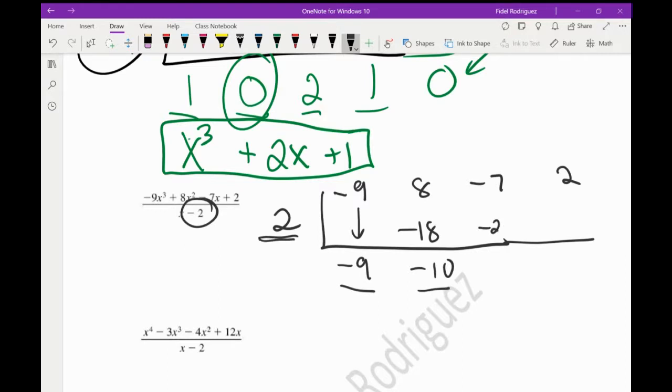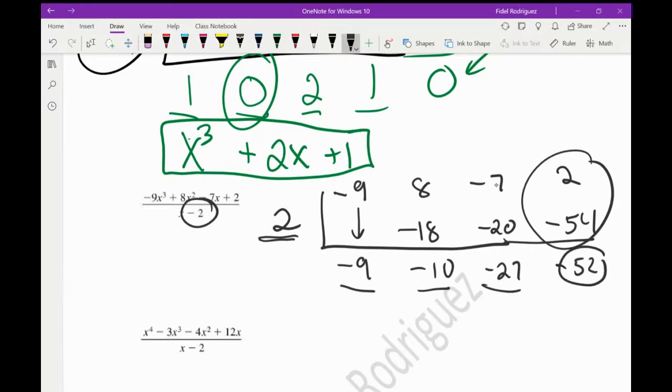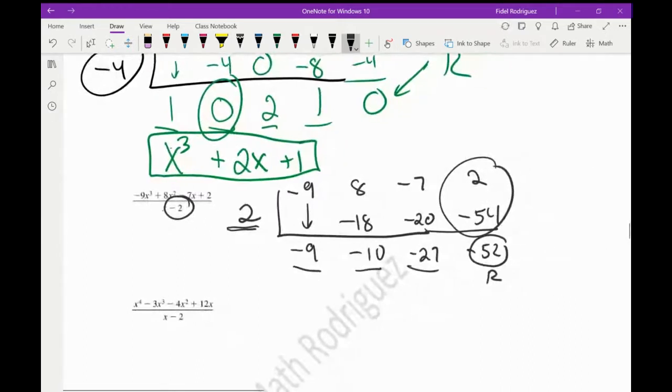2 times -10, -20. We're going to add those together. That's going to give me a -27. And let's see, we're going to multiply again. 2 times -27, -54. And if I have $2, but I owe you 54, I'm still going to owe you 52. This is my remainder.